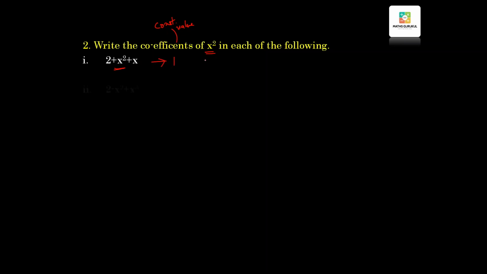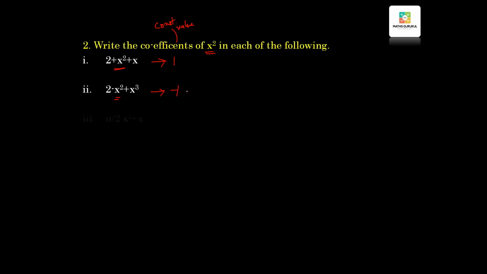Okay. In the next term, it is given that 2 minus x squared plus x cubed. So in this particular expression, we have to find the coefficient of x squared. So if we observe, we can see that the coefficient, or the constant value that is multiplied with x squared, the variable, is minus 1. So the coefficient of x squared in this particular question is minus 1.